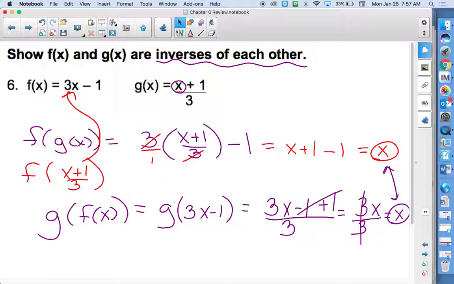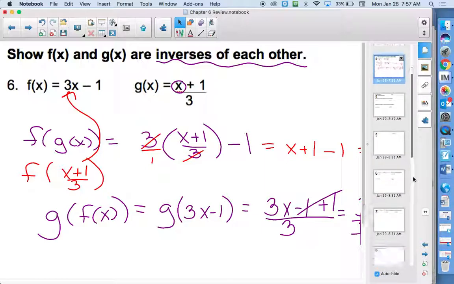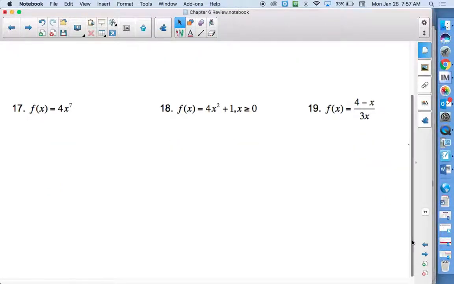So this kind of leads us into the question that I wanted to look at in your review packet. If you look at number 19, I'm sorry, the group of problems on the back of the first page there, wants you to find inverses. So this is saying find the inverse, not show that they are inverses, but we actually want to find it. Looking at number 19, the problem says f of x equals (4 minus x) divided by 3x. So we're finding an inverse, not proving it. We're just trying to find an inverse for this function.